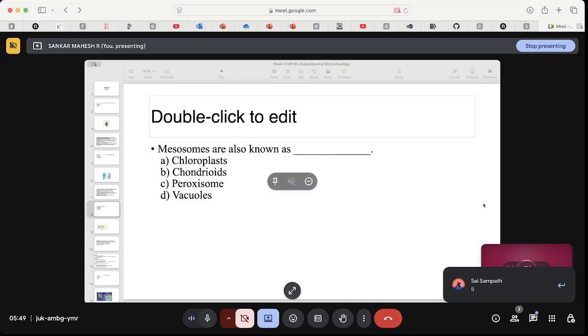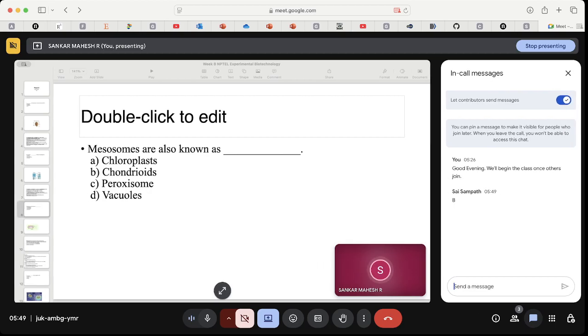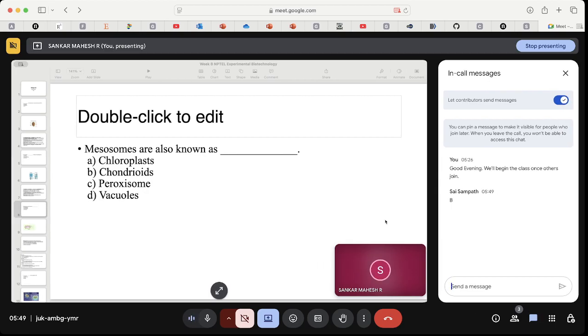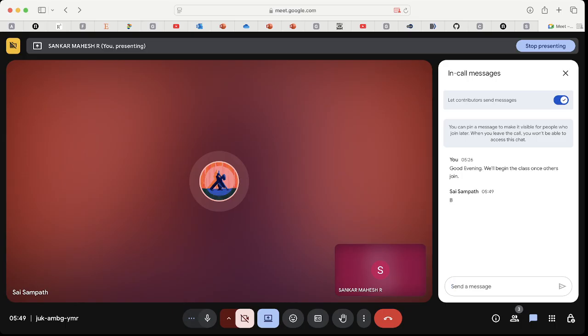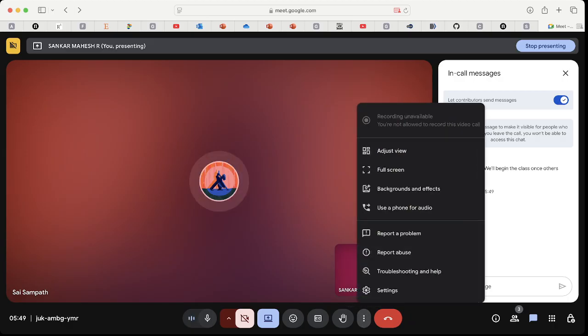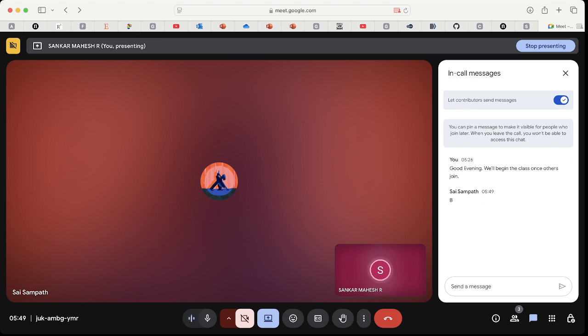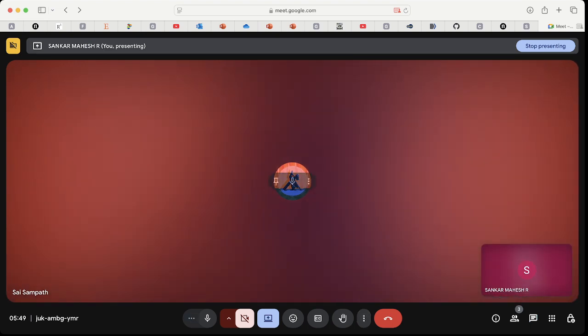Yes. So, do you want to try answering what mesosomes are? Do you know what mesosomes are? They are similar in function to the mitochondria. Do they have any specific function? Like respiration. Oh, is it? Okay, they play a role in respiration.